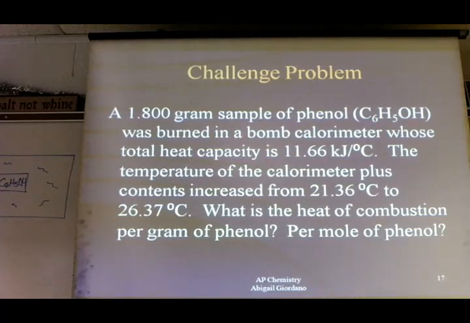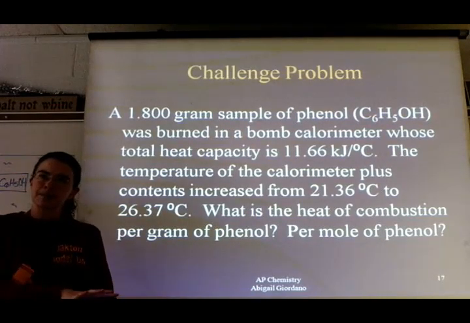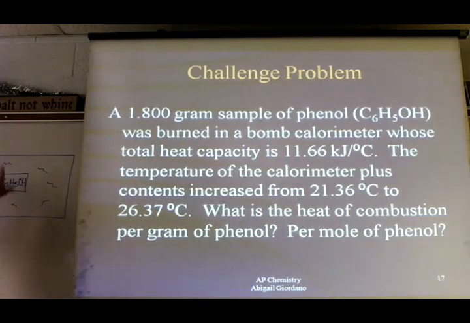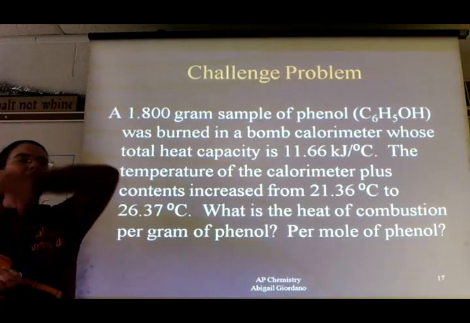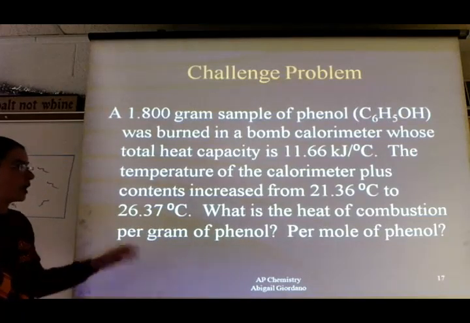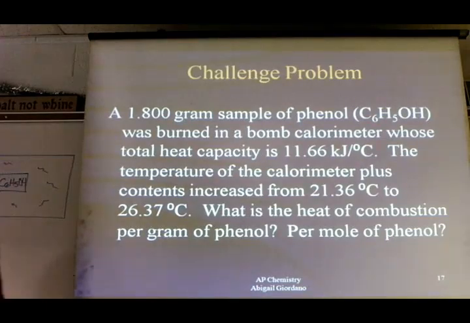Okay? At the beginning of this chapter, we talked a lot about the difference between the system versus the surroundings. In this example, the phenol reaction is the system, and everything around it is the surroundings. So this temperature increase is of the surroundings. And if it makes you more comfortable, just think of the water.